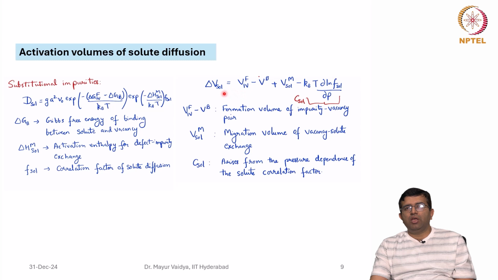So the delta V overall can be written as the formation volume for the mono vacancy minus the volume relaxed due to the binding of the solute vacancy pair, plus the migration volume minus a term which arises due to the pressure dependence of the solute correlation factor. Okay. So these are the various terms that contribute to the overall activation volume. You can see this difference Vf minus Vb is the formation volume of the impurity vacancy pair. Then you have this migration volume and the correlation term which arises from the pressure dependence.